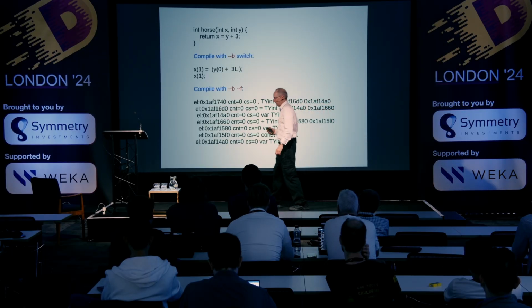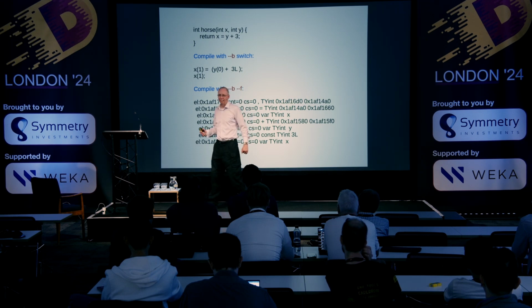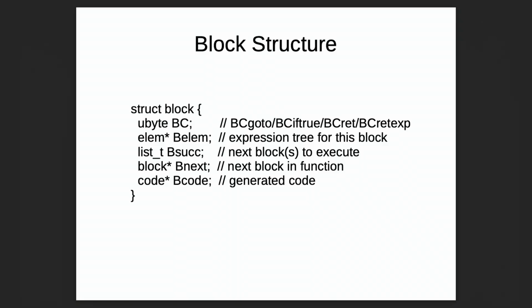I can't tell you how many times I've been told that I can't do things with that old code generator, and it's turned out to not be true. But we have control structures: go-tos, if-else, switch statements, loops, things like that. So how do we model that?